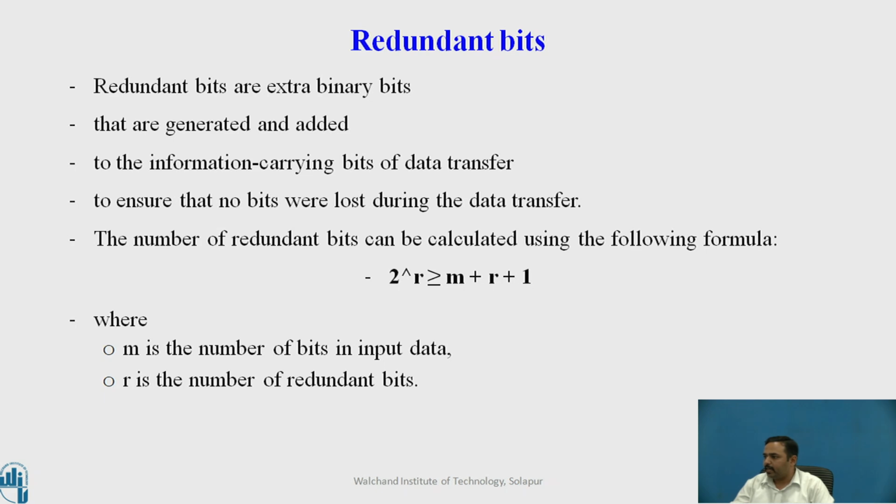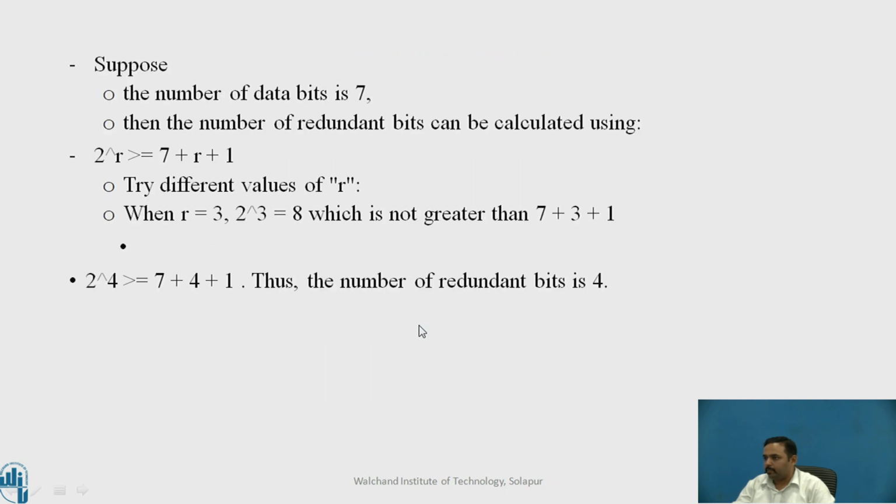The number of redundant bits can be calculated using the following formula. So in the USB data, there is a 0101 combination of data. In that we have a formula to calculate the number of redundant bits. The formula is 2 raised to r greater than or equal to m plus r plus 1. Here m is the number of bits in input data and r is the redundant bits, and this is the formula to calculate the redundant bits.